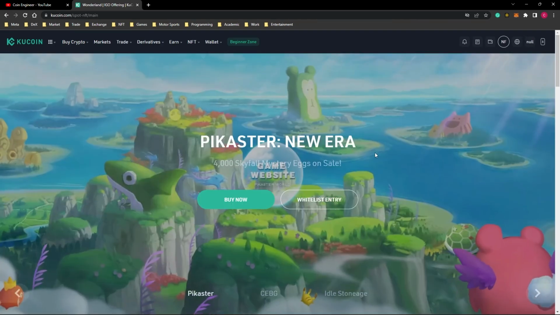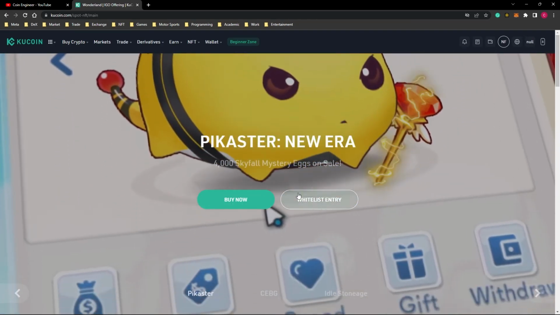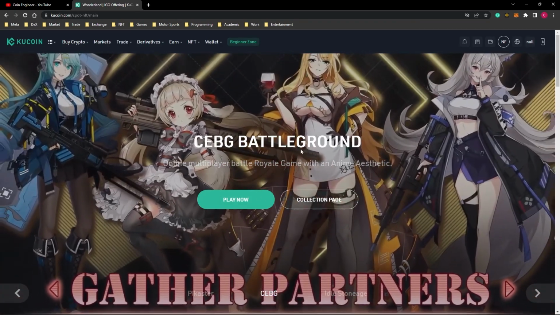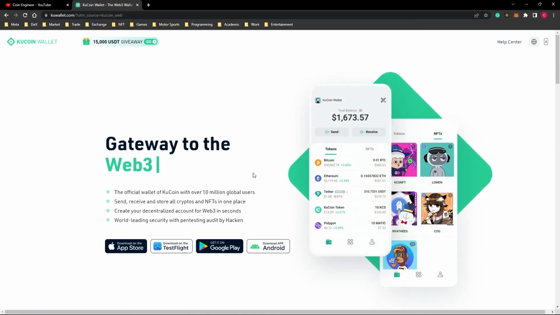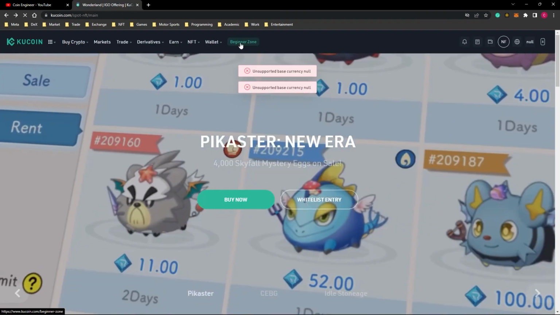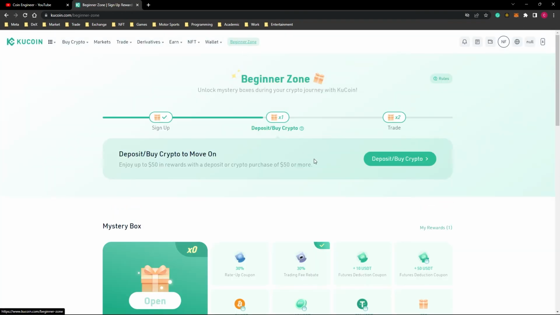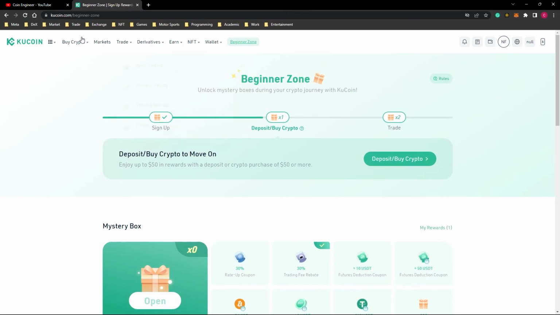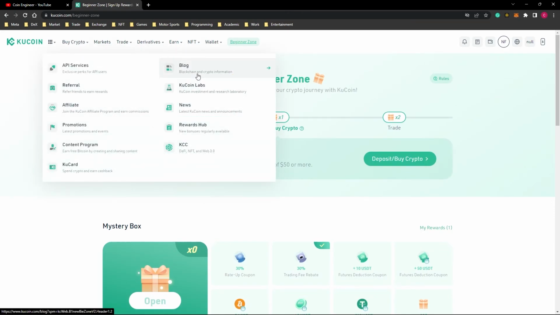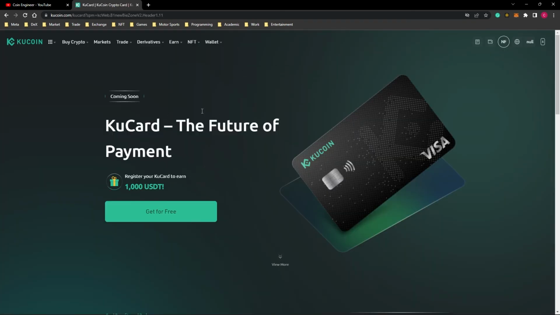Also you can watch our NFT tutorials to learn more about how to sell, how to mint, and how to track NFTs. You can use the KuCoin Wallet app to protect your NFT and coin assets. It is a Web3 wallet and you can download the app through your Play Store. We have the beginner zone and you can earn random rewards by completing tasks such as depositing money. Also you can use this dashboard to access the KuCoin blog, KuCoin news, KuCoin Labs, rewards hub, referral services and promotions, or order a KuCoin card to use it as a bank card and pay with crypto.